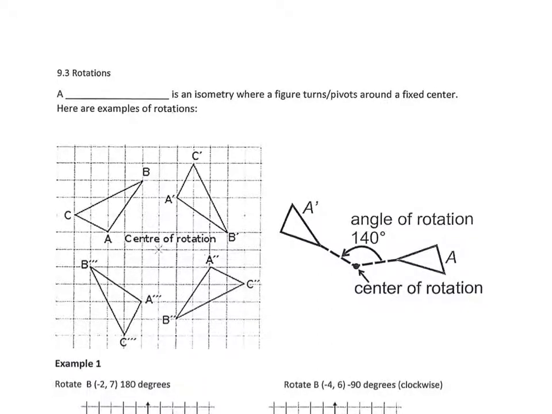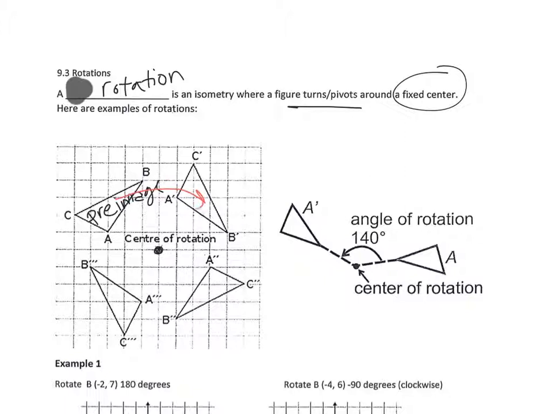A rotation is an isometry where a figure turns or pivots around a center. So if I have down here in this diagram, if this is my center of rotation and this is my pre-image, what's happening is to get to A prime, I'm going to connect A to the center, and then I'm going to connect A prime to the center.